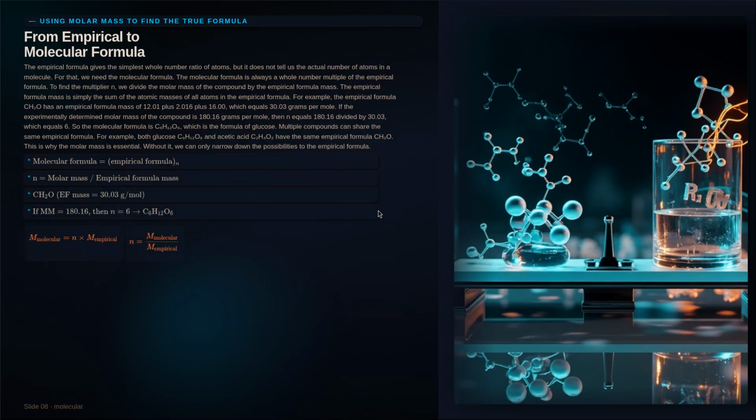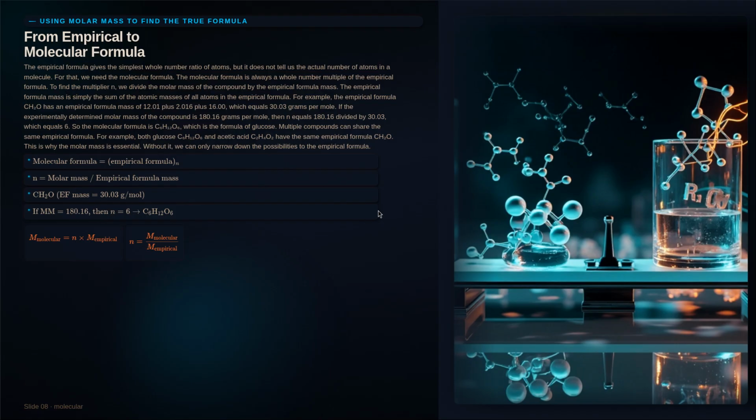The empirical formula gives the simplest whole number ratio of atoms, but it does not tell us the actual number of atoms in a molecule. For that, we need the molecular formula. The molecular formula is always a whole number multiple of the empirical formula. To find the multiplier N, we divide the molar mass of the compound by the empirical formula mass. The empirical formula mass is simply the sum of the atomic masses of all atoms in the empirical formula.